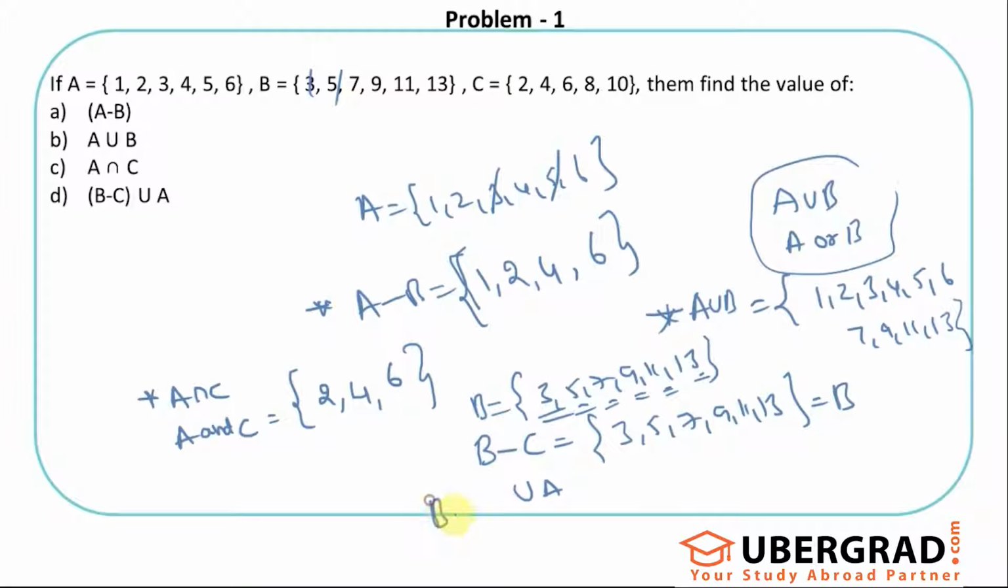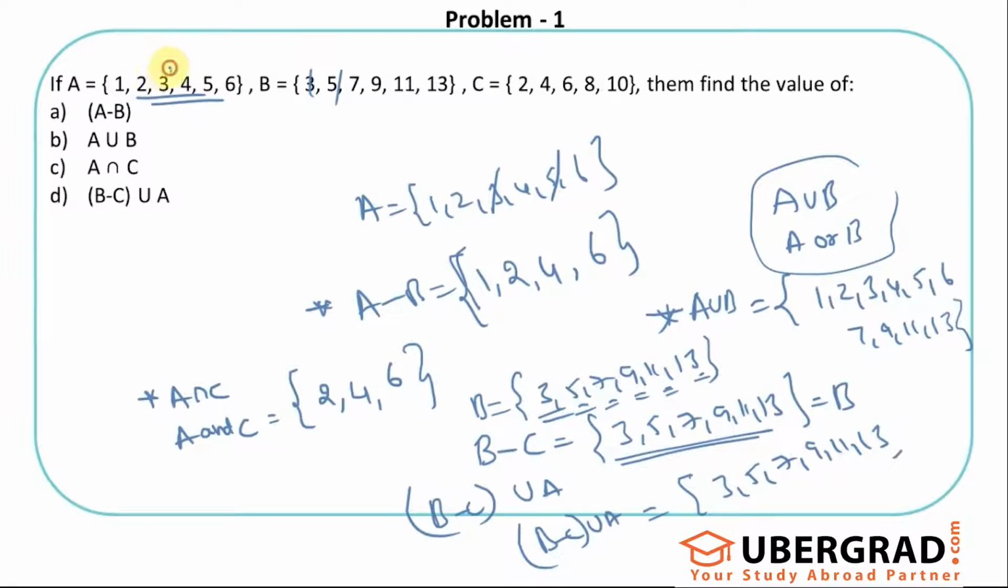B minus C union A, I know B minus C is this, A is this. All of that, B minus C union A will turn out to be 3, 5, 7, 9, 11, 13. 3 is already counted, 5 is already counted. Removing these two, I need to write 1, 2, 4 and 6 in this, which is what we've already written here. A union B, B union A. Here B minus C is anyway B, that's why you're going to get the same answer. That's why the answer is this for B minus C union A. So very simple thing. Once you understand them properly, you'll be able to do it very easily.